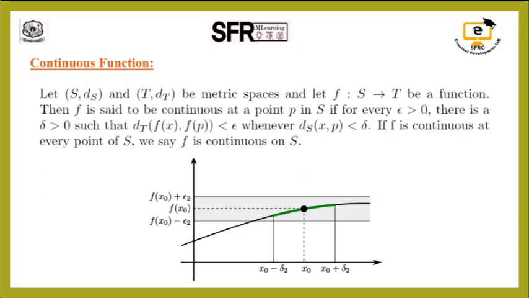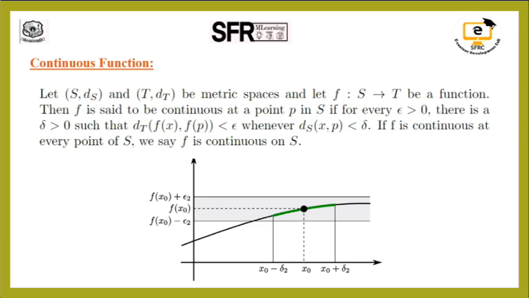If this happens for every x satisfying this condition, then our function f is said to be continuous at the point P. If our function f is continuous at every point of S, then our function f is said to be continuous on the whole domain S.